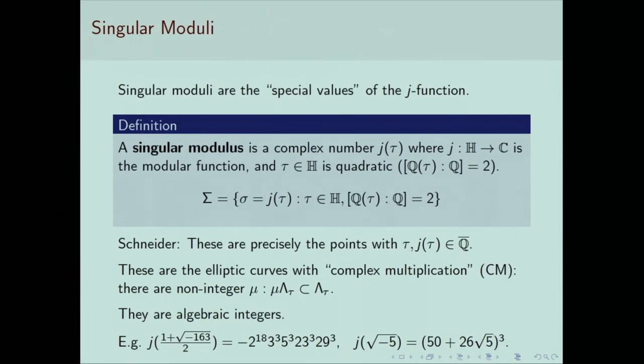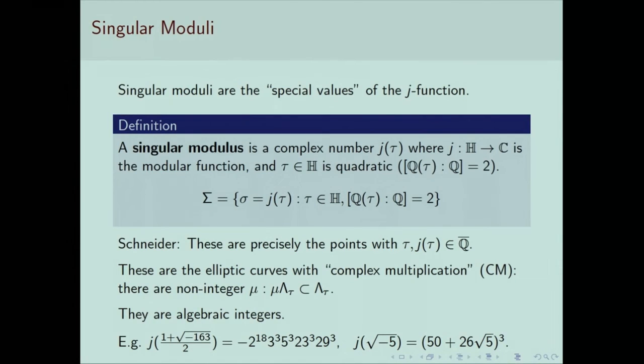So now we come to the singular moduli. So the singular moduli are the special values of the j function, and I guess I already basically said what they are. They're simply the values of j at quadratic points. Those are the singular moduli. But they correspond to elliptic curves with complex multiplication.